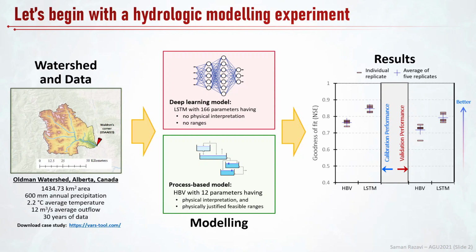Based on the results in calibration, the superiority of LSTM over HBV is significant in terms of goodness of fit to streamflow. And in validation as well, LSTM apparently outperforms HBV across all replicates. Consistent with these results, the hydrologic modeling literature is full of such conclusions that neural networks are superior to process-based models in both calibration and validation. So, is this the end of the story and this talk?